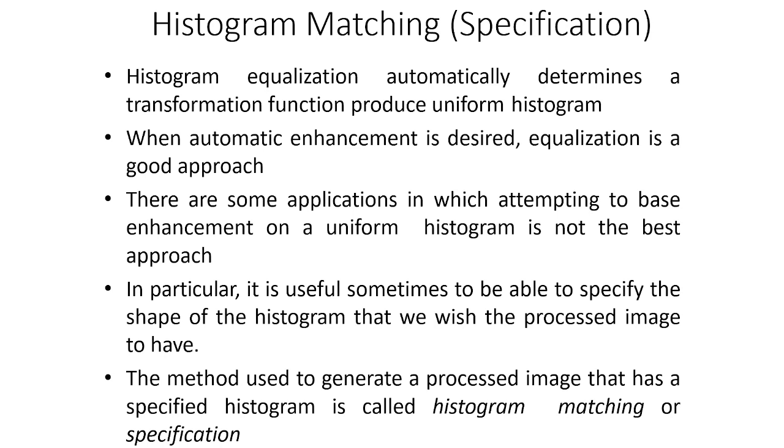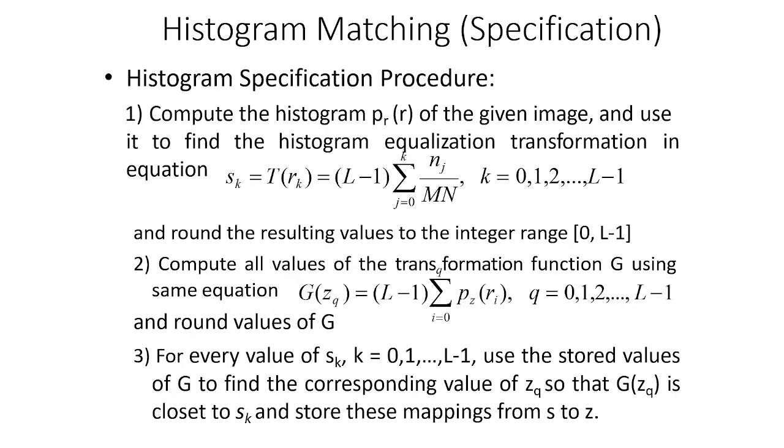In some particular cases, we give the shape of the histogram, saying our image should look like this. If I am specifically defining the histogram, then I can match my specifications with the given image. The method used to generate the processed image that has a specified histogram is called histogram matching, or it is also called histogram specification. And the algorithm or procedure is like this. S represents the transformed image and R represents the grayscales in the original image, and these are the functions we are using, and we have three steps here.